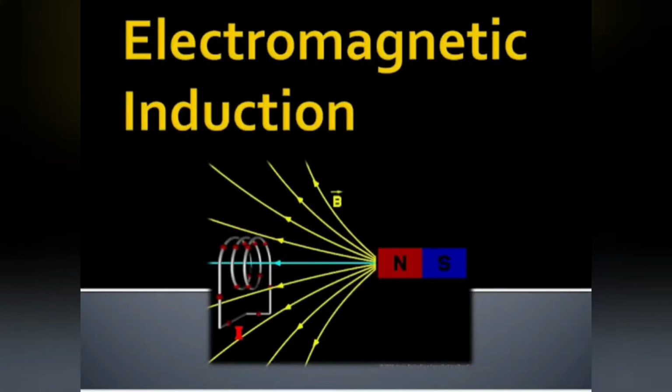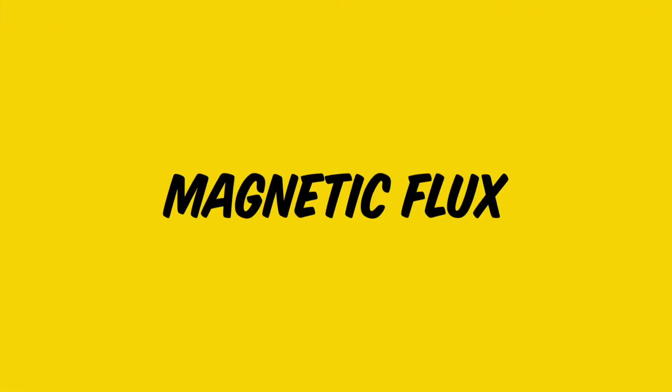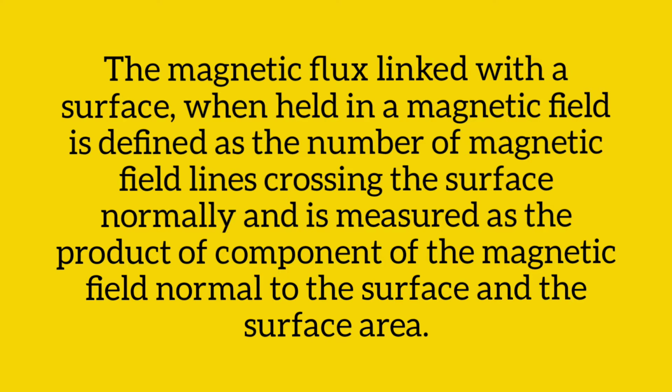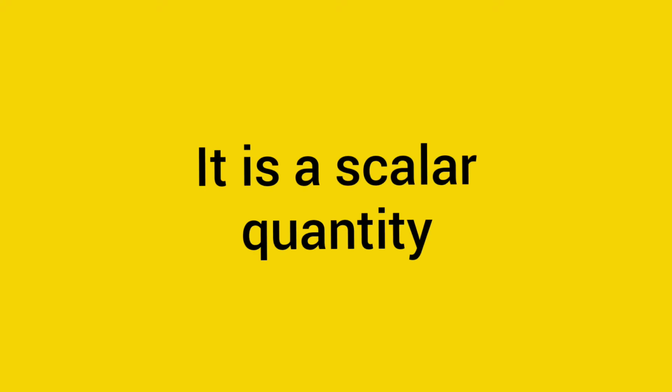Hello guys, in this episode I shall talk about magnetic flux and I shall explain with aids, and I shall also write about its equation while I'm explaining with pictures. So what is magnetic flux? The magnetic flux linked with the surface when held in a magnetic field is defined as the number of magnetic field lines crossing the surface normally and is measured as the product of component of the magnetic field normal to the surface and the surface area. It is a scalar quantity and is denoted by pi.